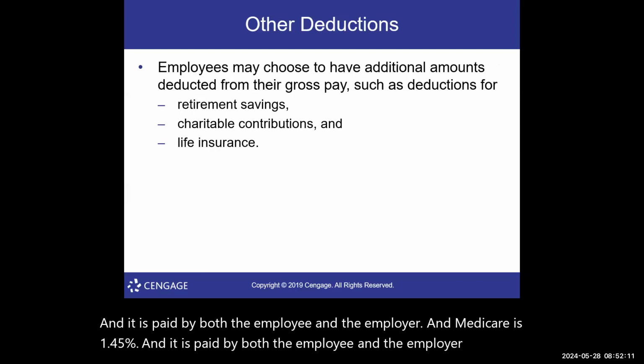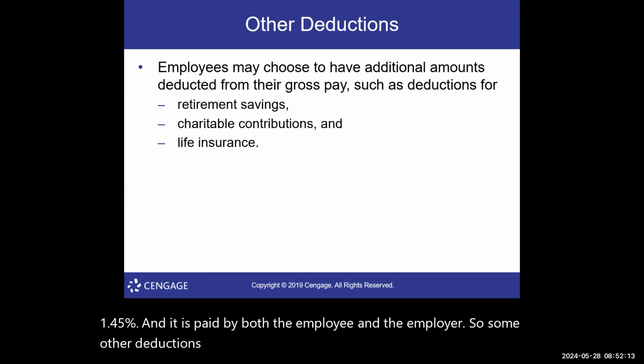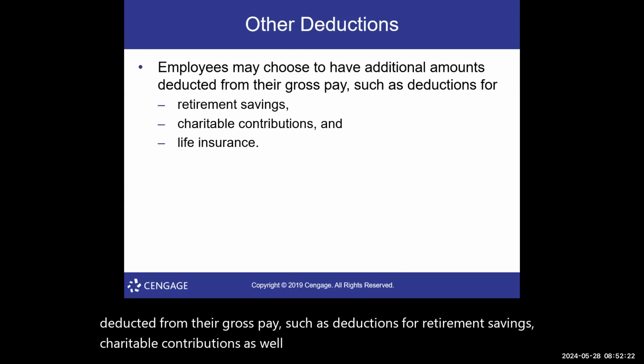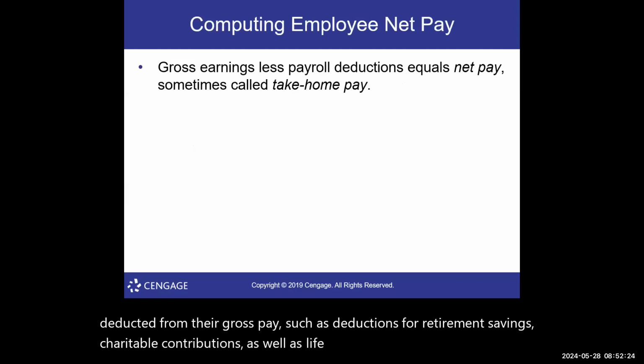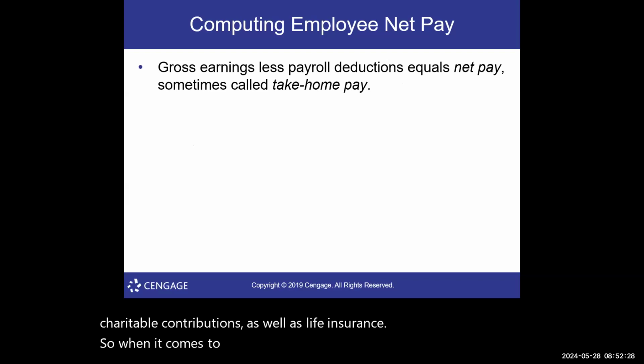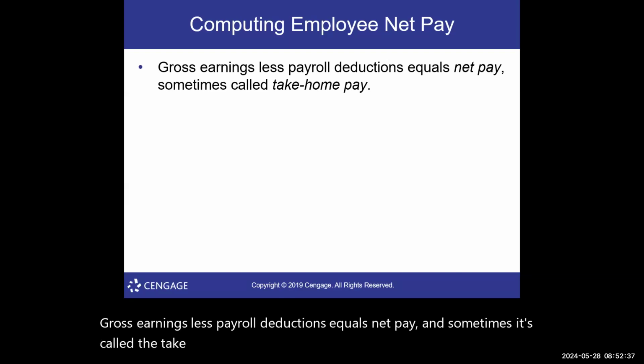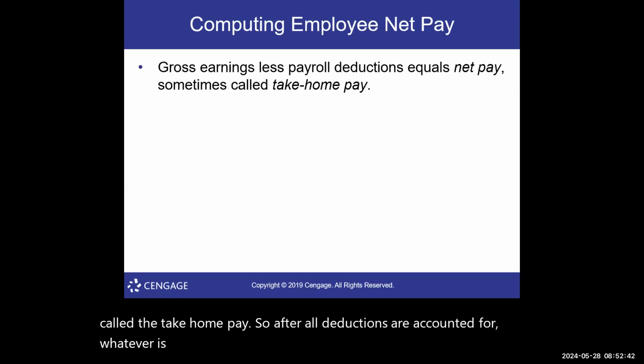Some other deductions: employees may choose to have additional amounts deducted from their gross pay, such as deductions for retirement savings, charitable contributions, as well as life insurance. When it comes to computing the employee's pay, gross earnings less payroll deductions equals net pay, and sometimes it's called take-home pay. After all deductions are accounted for, whatever is left, that's what you take home.